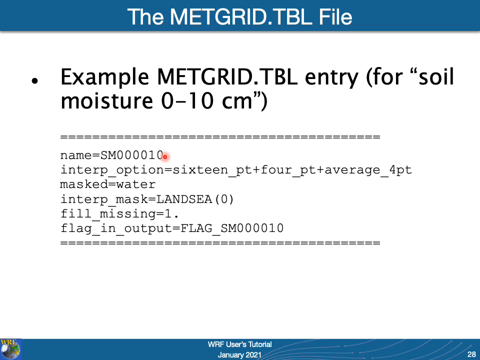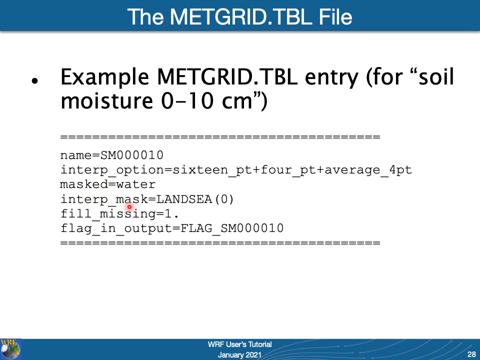In other words, it's the soil moisture in the 0 to 10 centimeter layer. The interp option keyword provides the METGRID program with a sequence of interpolation schemes that it can try to apply to the field. And we'll see how this works in our first example. The mask keyword tells the METGRID program whether this field should be interpolated to land or water points.